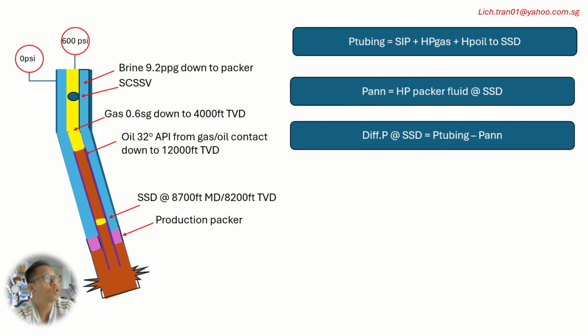So for the tubing, the pressure inside it equals the sum of three values. The first value is this shut-in pressure, 600 psi. It acts in all directions from top to the very bottom of the well, 600 psi. So the SSD inside the tubing will see 600 psi. The second value is the hydrostatic pressure of the gas cap. And the third value is the hydrostatic pressure of the true vertical depth of the oil inside the tubing. Alright, now let's find out each of them.